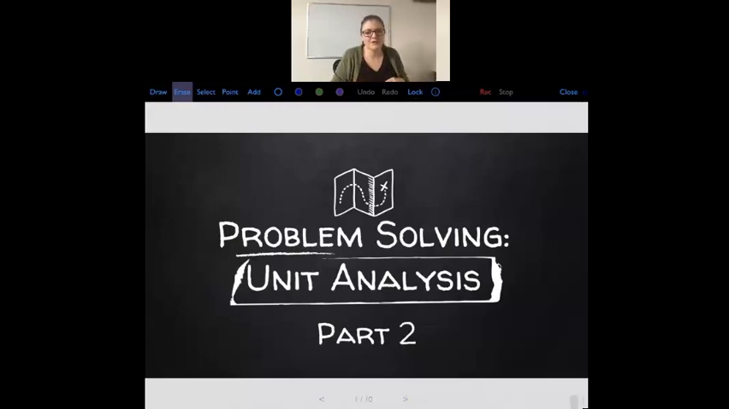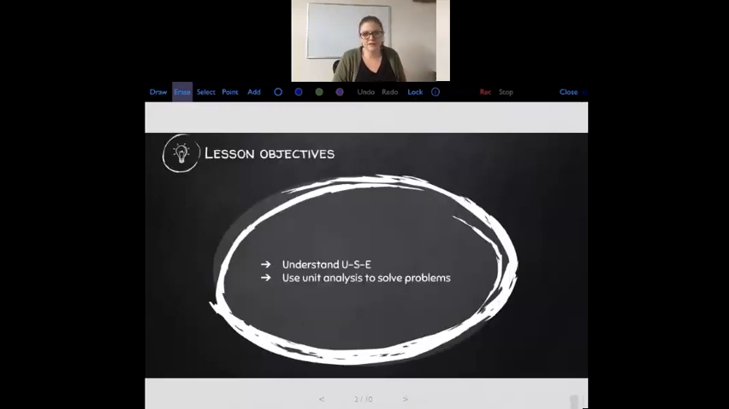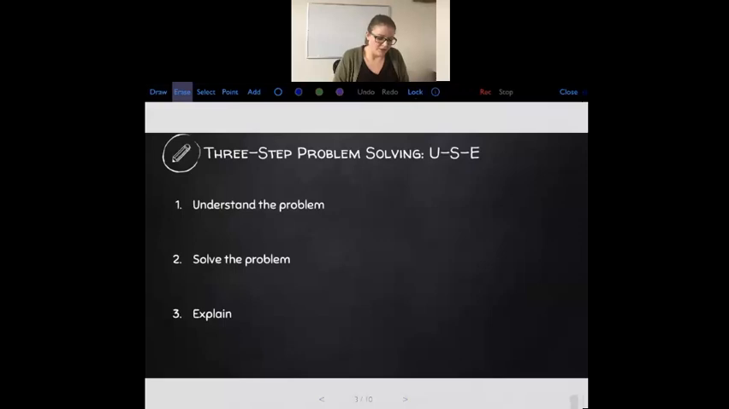In this lesson, we're going to continue our section on problem solving and unit analysis, part 2. Specifically, we'll understand the three-step method to solving problems with the acronym of USE, and then we'll use unit analysis to solve problems. So the three-step problem solving is USE for understand, solve, and explain.